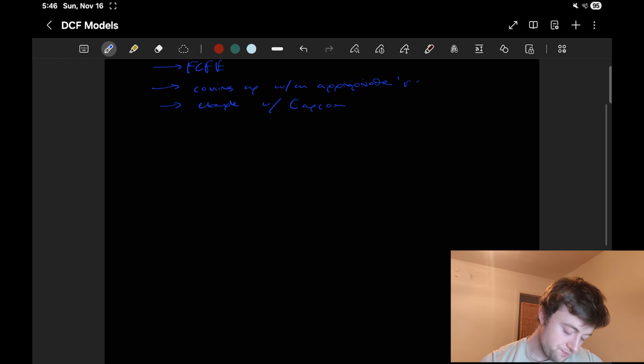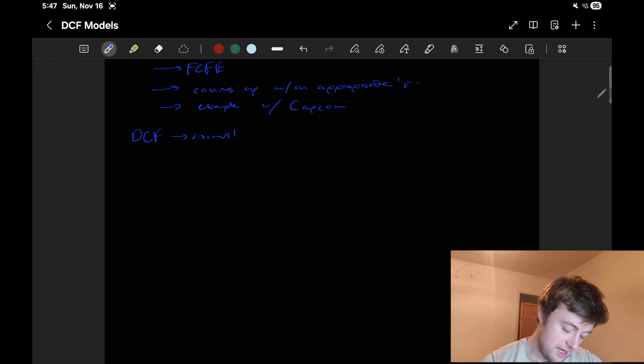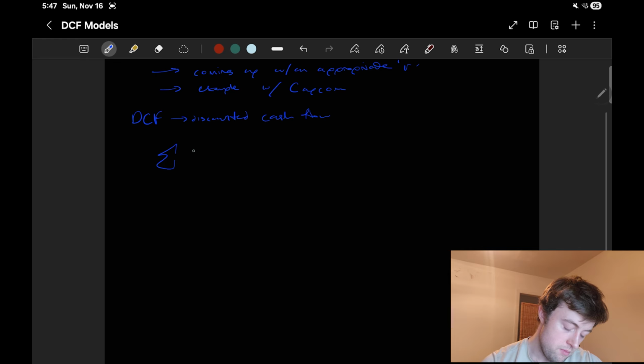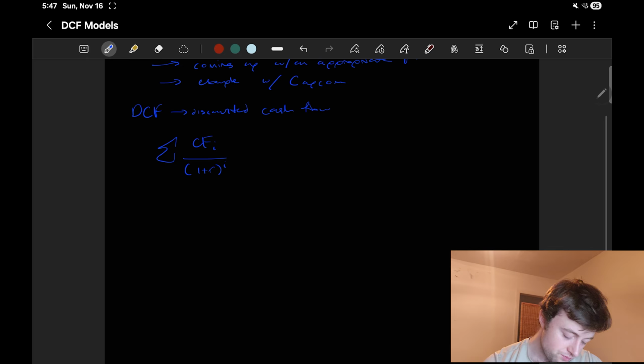So first, DCF stands for discounted cash flow. This should tell you most of what you really need to know about it. We take the cash flows and we discount them to present value. Now we're going to talk about what that really means in a minute, but let's show a very general model. We are going to take the sum of our cash flows at each interval or time and divide them by 1 plus our discount rate to the exponent of the same time interval.